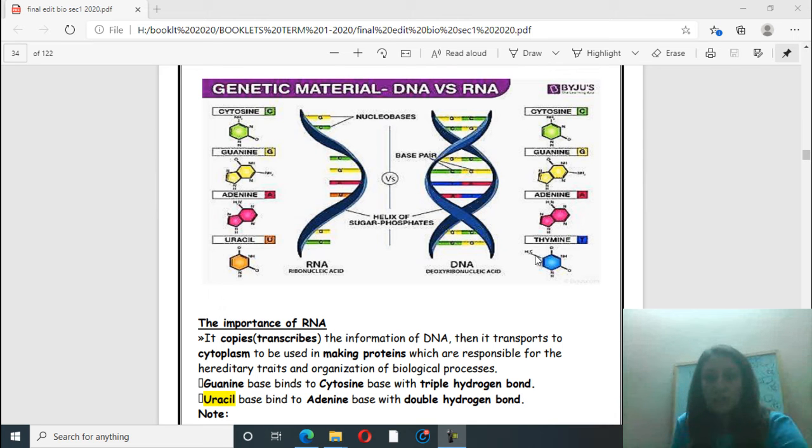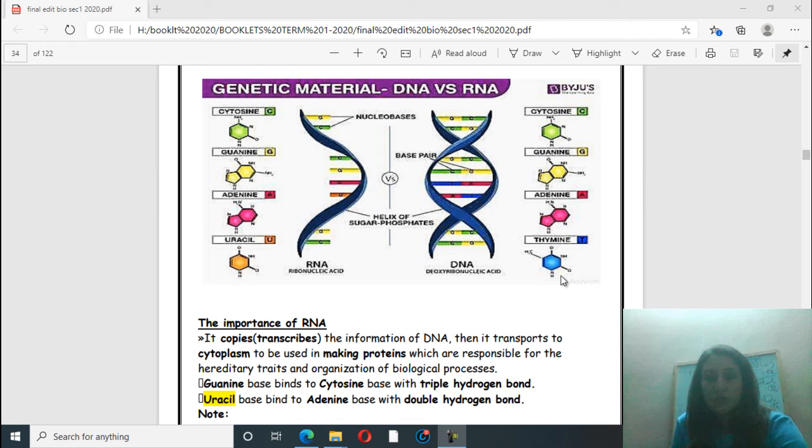Also, guanine and adenine are composed of two rings, but they are similar in shape only, not in structure. So adenine must bind to thymine. Guanine must bind to cytosine.